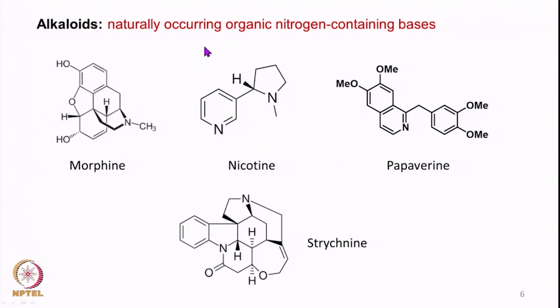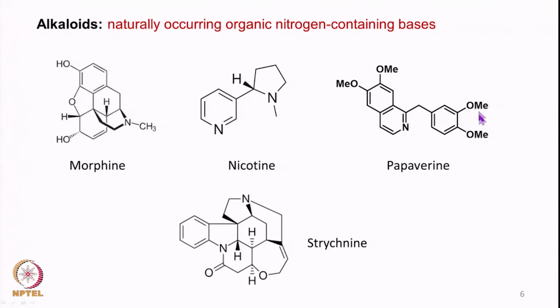Now, we look at alkaloids. There are many alkaloids and they are all naturally occurring organic nitrogen containing bases. For example, this morphine, which has these 5 rings attached to it and a nitrogen here. Similarly, we have this nicotine, which contains these 2 rings. One of them is of course a pyridine ring and the other is a pyrrolidine ring.